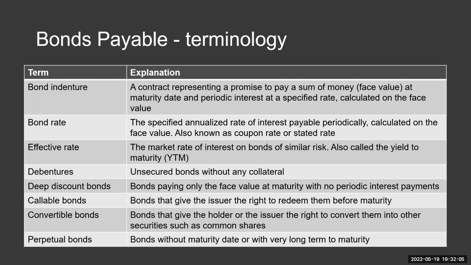Perpetual bonds, I've also talked about. These are bonds that are issued either without any maturity date or with a maturity date that's really, really, really a long time into the future. So you might hear of century bonds or millennium bonds. Century bonds are bonds with 100 years to maturity. Millennium bonds have 1,000 years to maturity. They're just outrageously so far into the future that nobody really expects to collect on the face value. And so in that case, the calculation is essentially based on the interest payment.